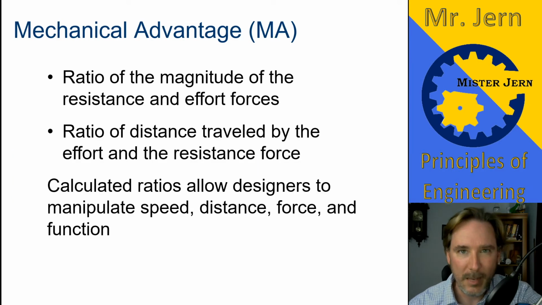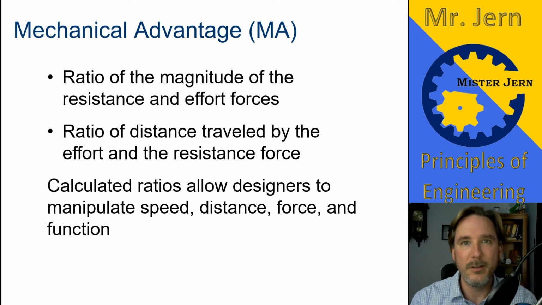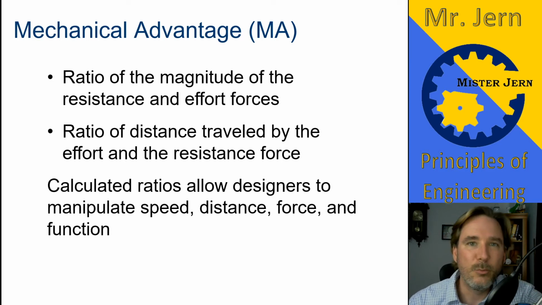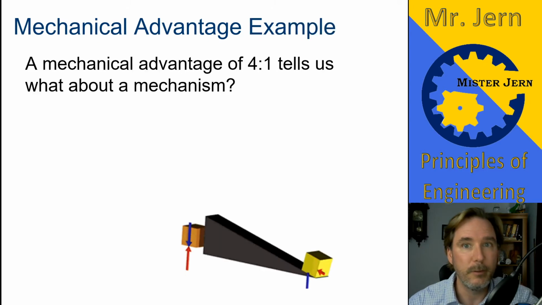First, a quick recap on mechanical advantage, or MA. Remember, this is the ratio of the magnitude of the resistance and effort forces, as well as the ratio of the distance traveled by the effort and resistance forces. Basically, it's always a trade-off. If you want to require less force, then you're going to have to increase the amount of distance. And the reverse is true. If you want to decrease the amount of distance, then you're going to have to increase the amount of force, using these simple machines. So these ratios allow designers to manipulate things like speed, distance, force, and function. It's pretty useful in engineering.